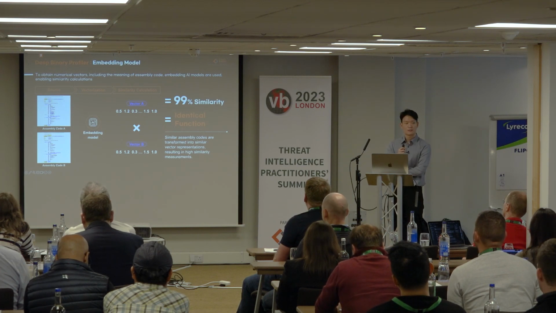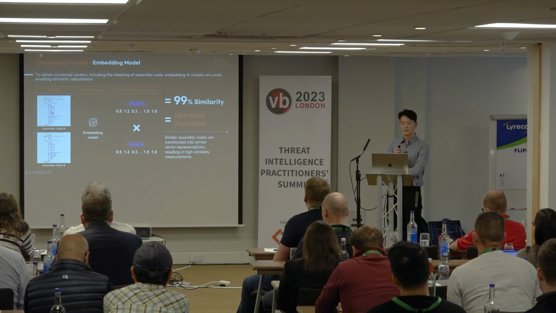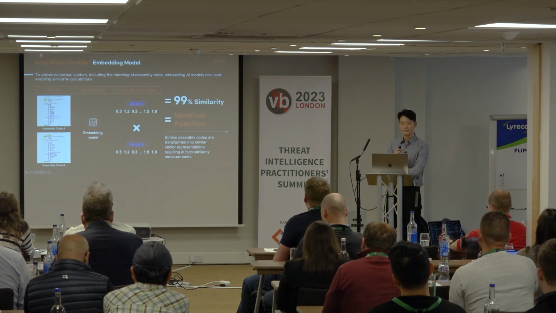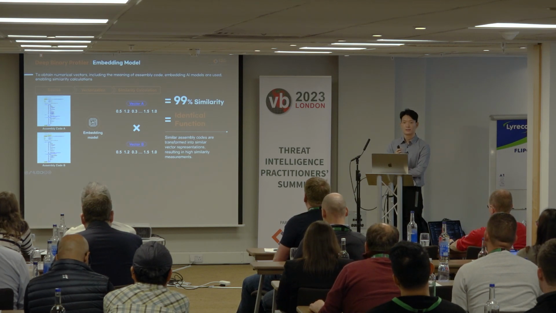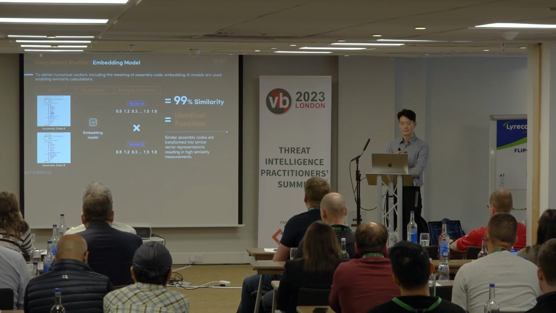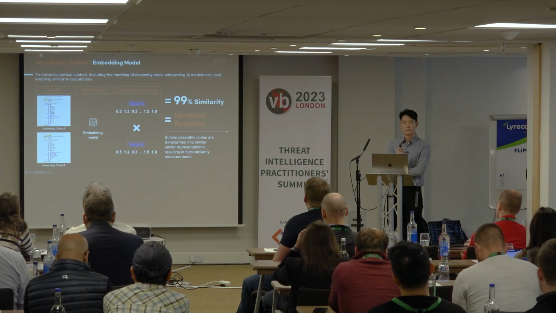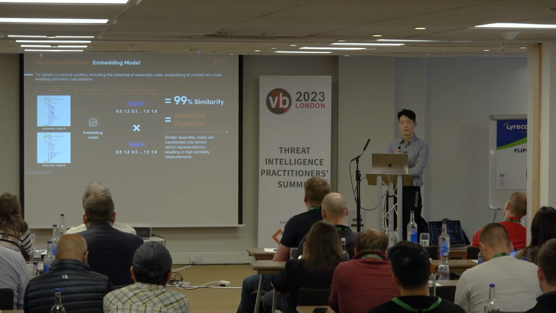To obtain the numerical vectors of these codes, we trained an AI embedding model. This model understands the meaning of assembly codes and converts them into appropriate numerical vectors. I'll not go into detail about the AI part here. If you have any questions about it, please feel free to talk with me individually. The key you should know is that 2 functions with similar code are converted into 2 similar vectors.